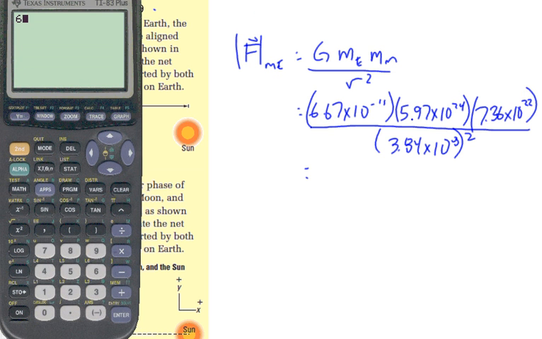Let's say 6.67 times 10 to the negative 11 times 5.97 times 10 to the positive 24 times 7.36 times 10 to the 22. Let's get that number on top there. Okay, 2.9 times 10 to the 37. Let's divide that by some brackets here. 3.84 times 10 to the 8. Let's end that bracket. Now let's square that whole term. We're going to get 1.9875 times 10 to the 20.